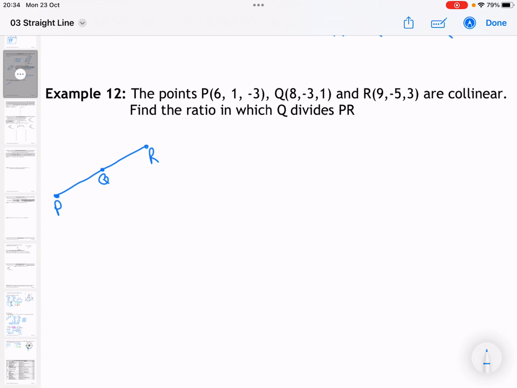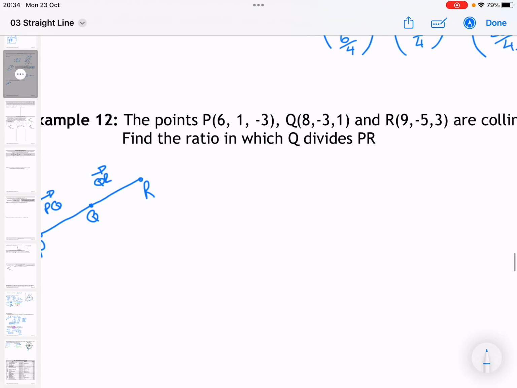So that tells me that vector PQ and vector QR must share some components, because that's what collinearity means. Now, if we want to find the ratio, I need to find what portions belong to each vector. So the first thing we're going to find is vector PQ, which is Q minus P.